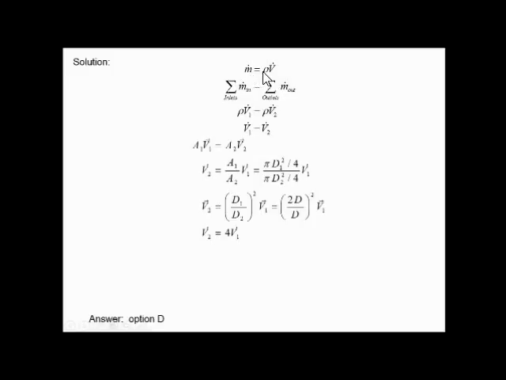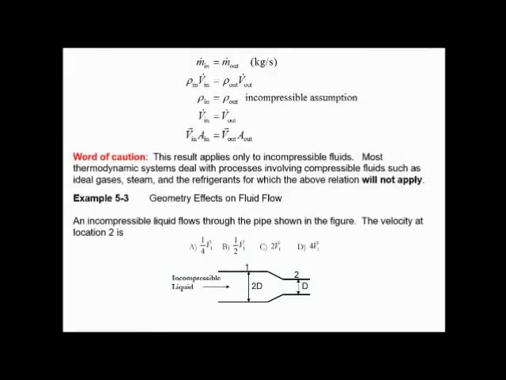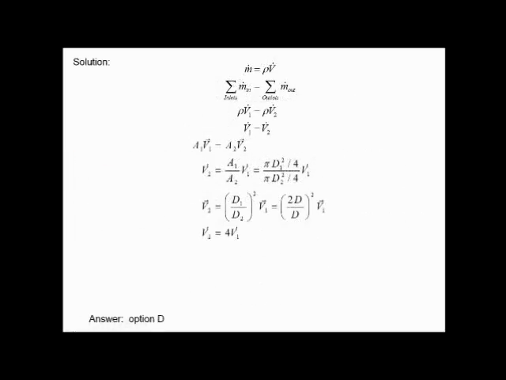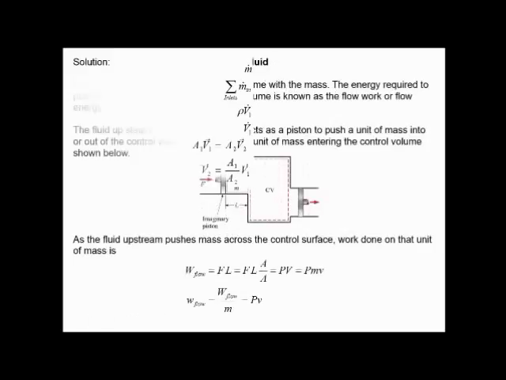Mass flow rate m dot equals rho times V dot. Similarly, by the previous relation we get V1 dot equals V2 dot, and after substituting all the terms, we get V2 equals 4 times V1. That means option D, 4 times V1. So I think these problems are quite simple, and they build your basis and make all your concepts very clear.